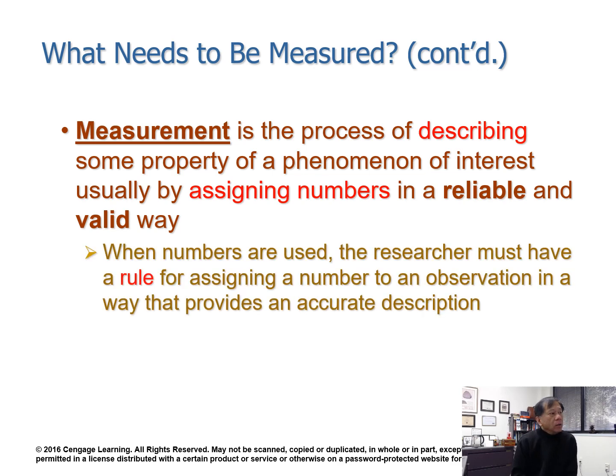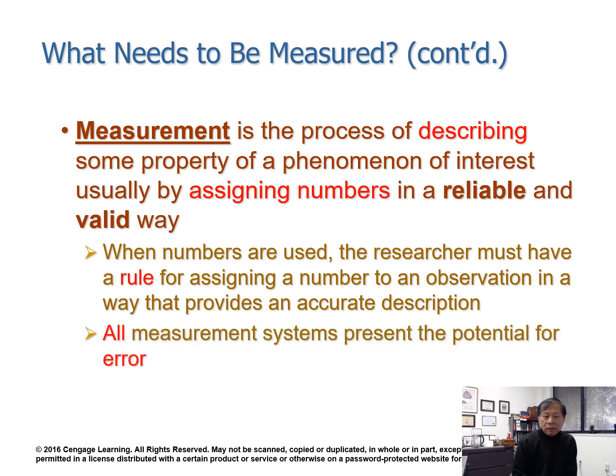When numbers are used, the researchers must have a rule for assigning a number to an observation in a way that provides an accurate description. You can see that all measurement systems present the potential for error. You can see the error. Sometimes there's a bathroom scale in my bathroom, and I weigh myself in the morning. Sometimes it gives different numbers. They don't always give the exact same number. It's probably off by a little bit, maybe half a pound or so.